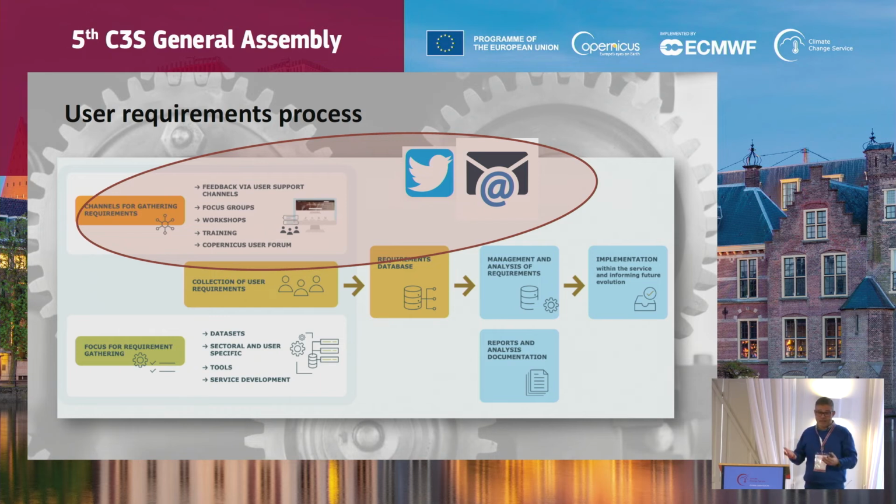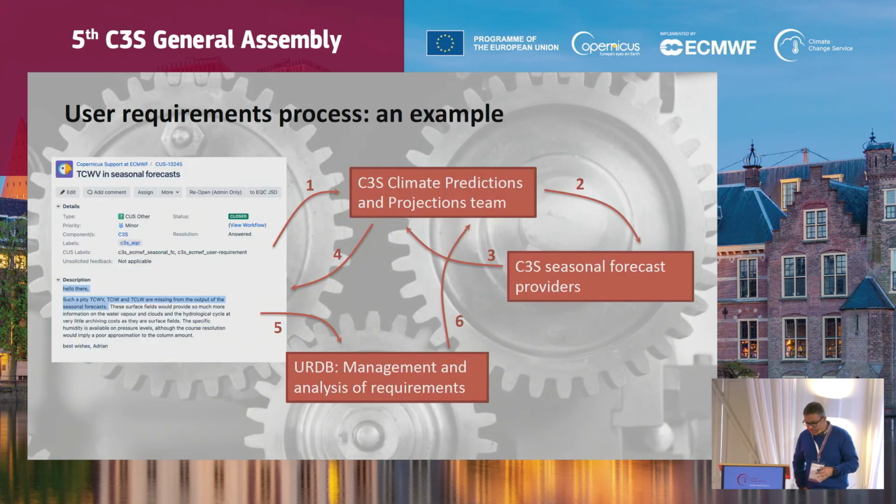Yesterday there was the theoretical view on the URD process, and today, coming down to a specific component, we can see an example where this more or less is starting to work. And this is a real example from a user. I don't remember the date, but he said that it was a pity that we didn't have some variables: the total column water vapor, the total column ice water, and the total column liquid water. So we received that query directly from user support. We analyzed it in the team.